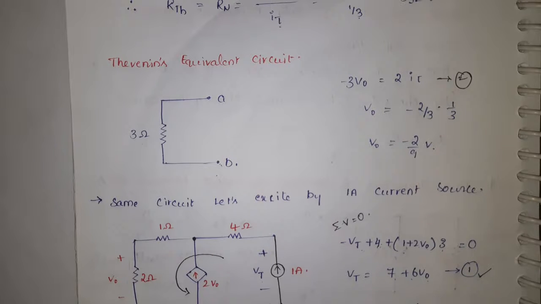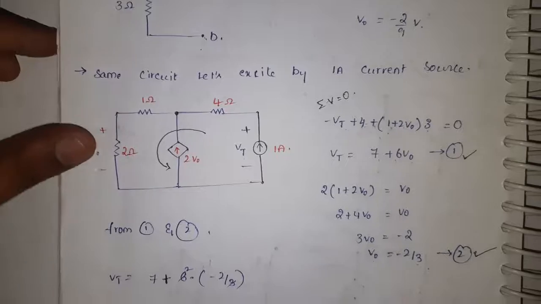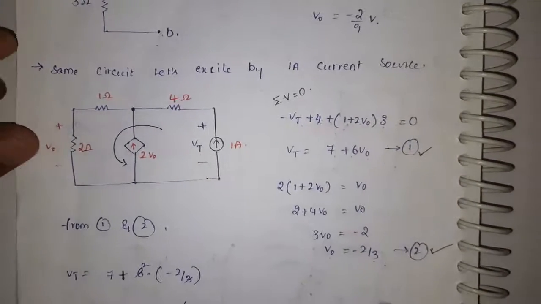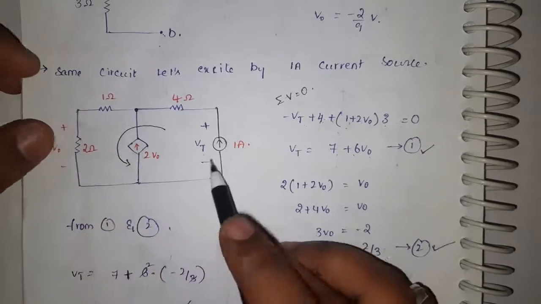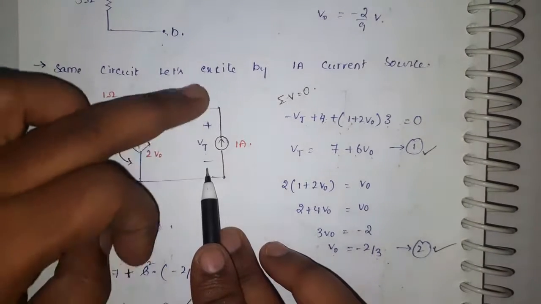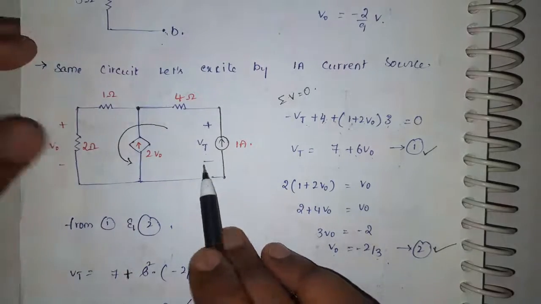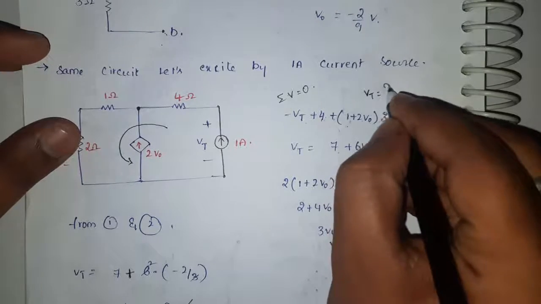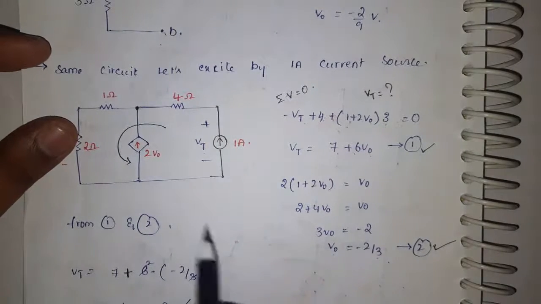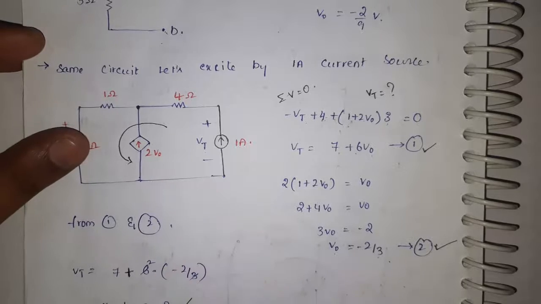So let us solve the same problem by externally exciting with a 1 ampere current source. We will get the same answer. Let us see how. Same circuit, let us excite it with a 1 ampere current source and apply KVL in this particular loop. Starting from here, Vt is the voltage drop across the 1 ampere current source. We are going to find Vt to get the RTH value.